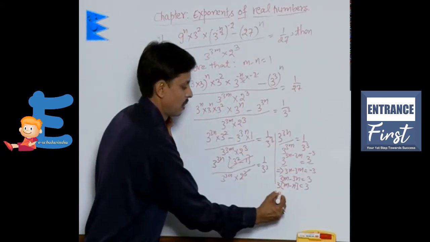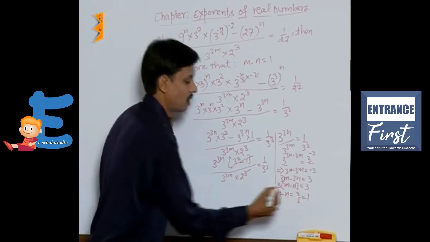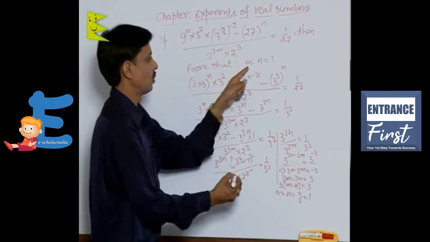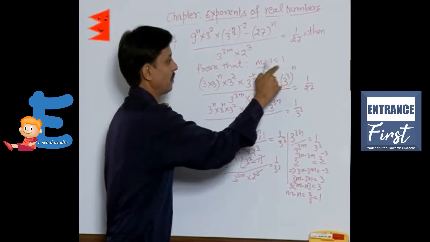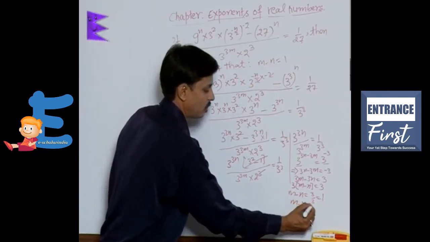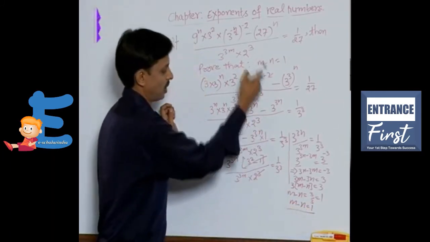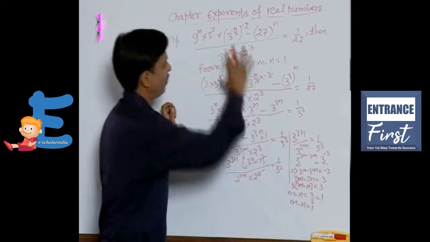So the answer of m minus n is 3 upon 3, that is what? 1. This is something we actually need to show, that m minus n is 1, and here also we are getting m minus n as 3 upon 3, that is what? 1. So these two values you can match.